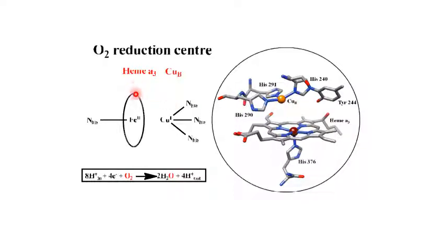So this is the heme A3 structure. The chemical structure is shown over here on this slide. This is the oxygen reduction center, the actual oxygen reduction center, where oxygen will take up the electron and proton, and it will produce water.